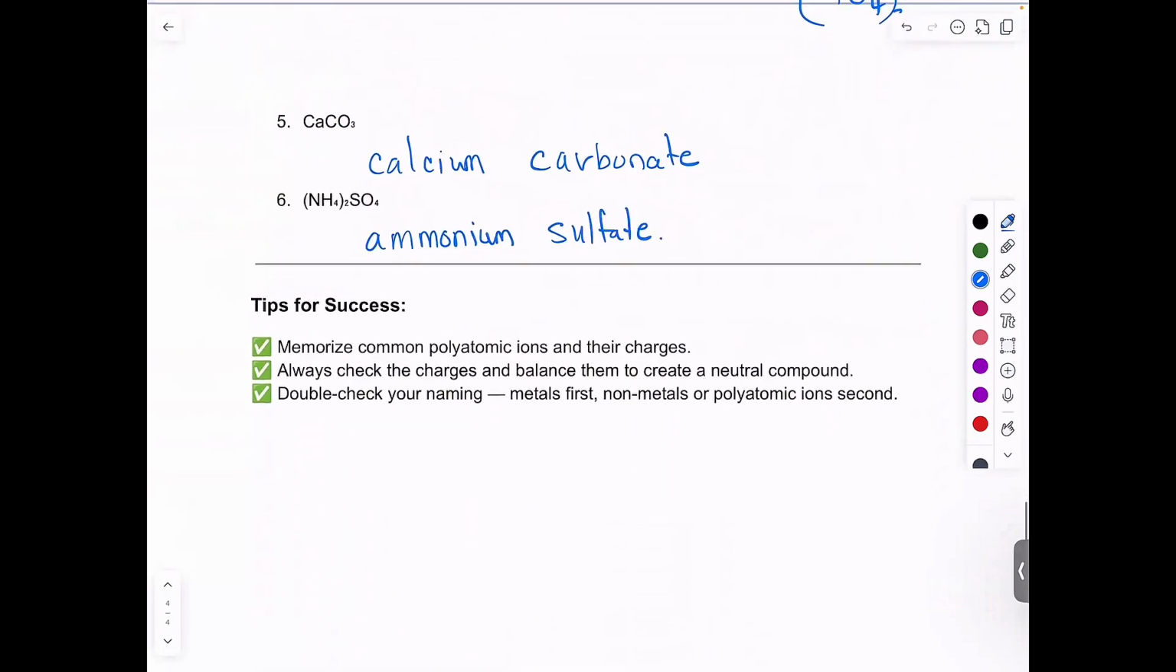So here are our final thoughts. Definitely memorize those common polyatomic ions and their charges, and base this off of what is given from your teacher or professor. When you're creating the formulas based on the names, check the charges, make sure they balance out to create the neutral, net zero charge compound. And of course, double check your naming. Make sure you have metals first, and then your non-metals or polyatomic ions second.